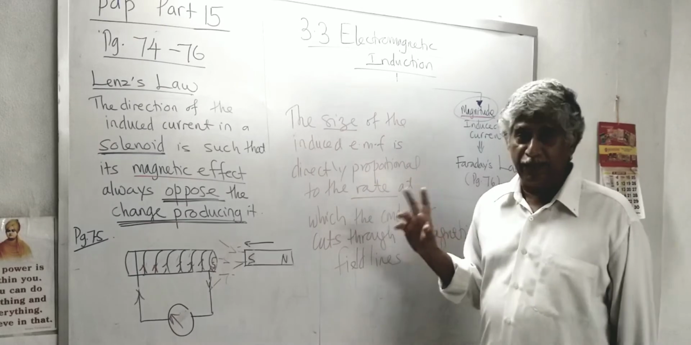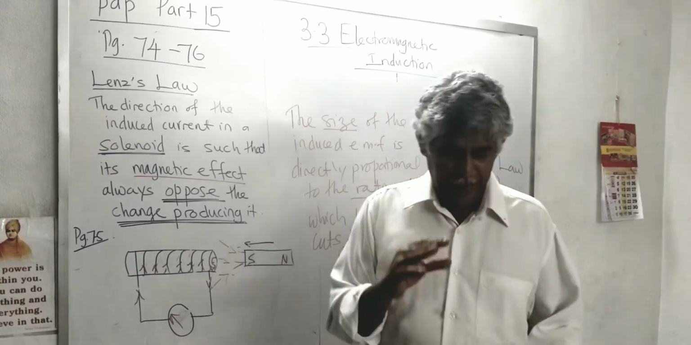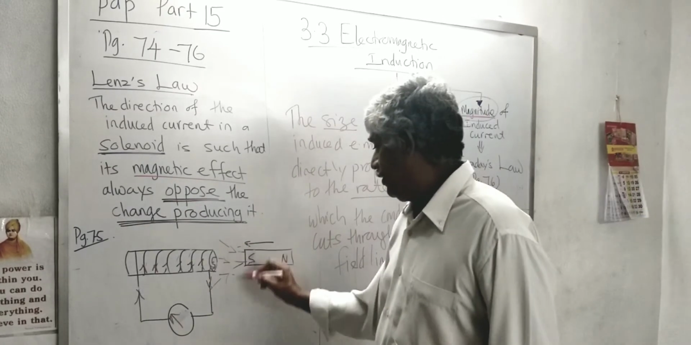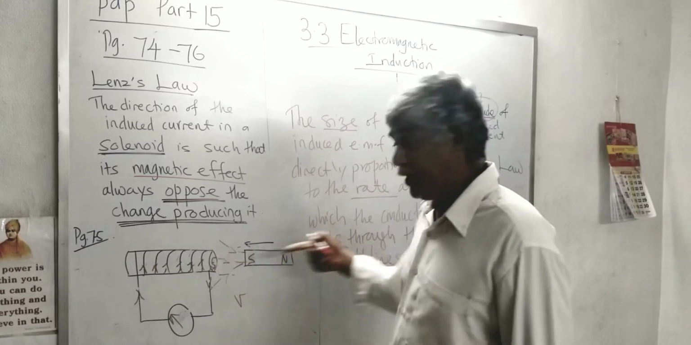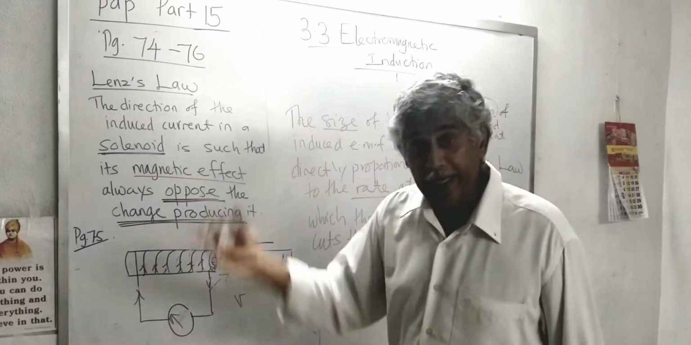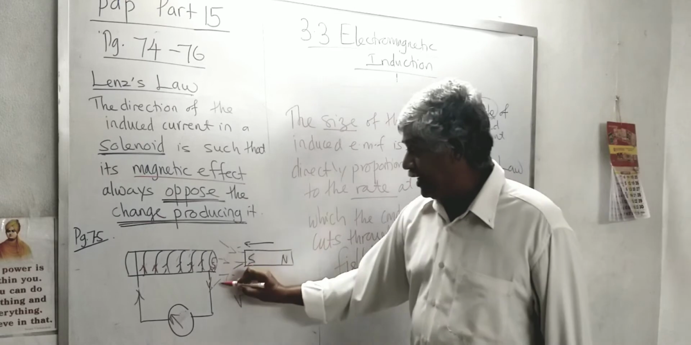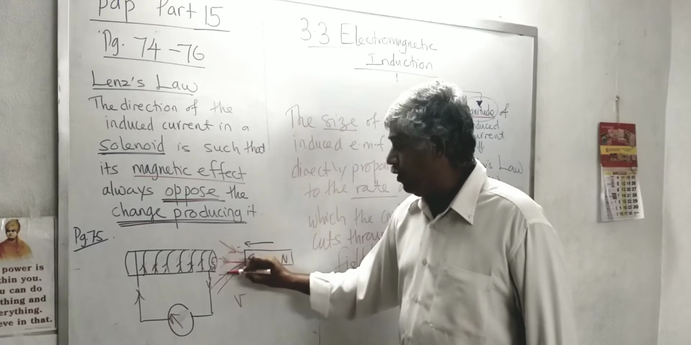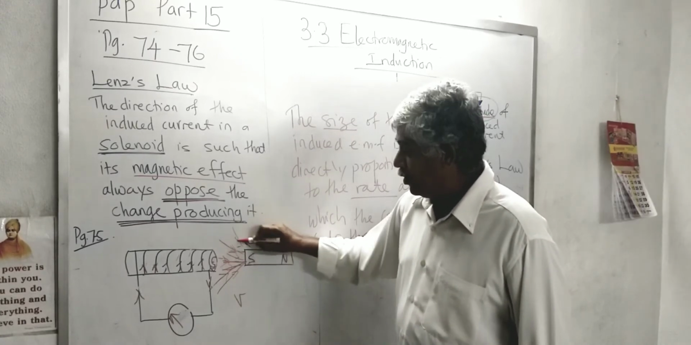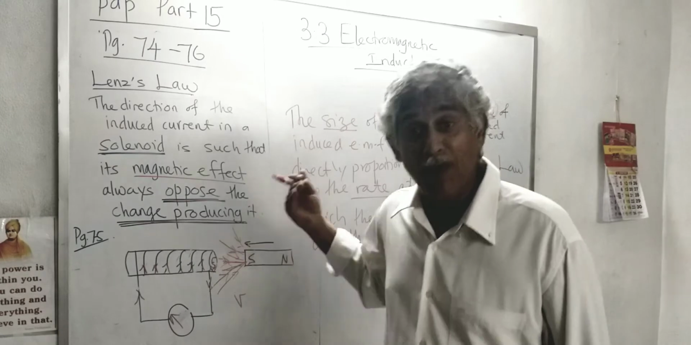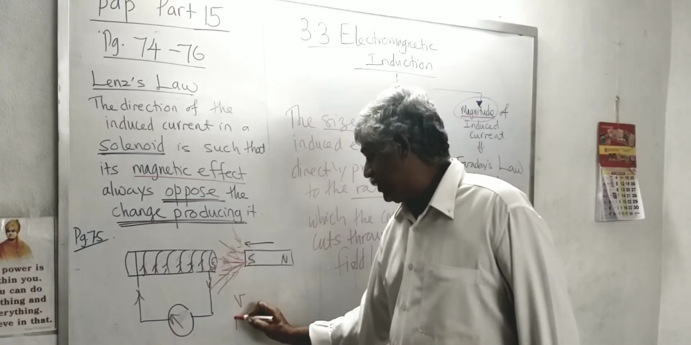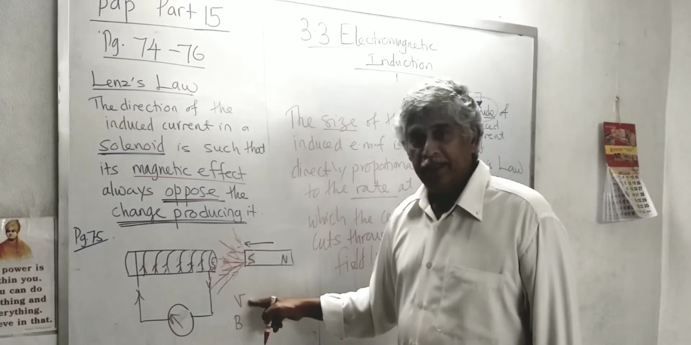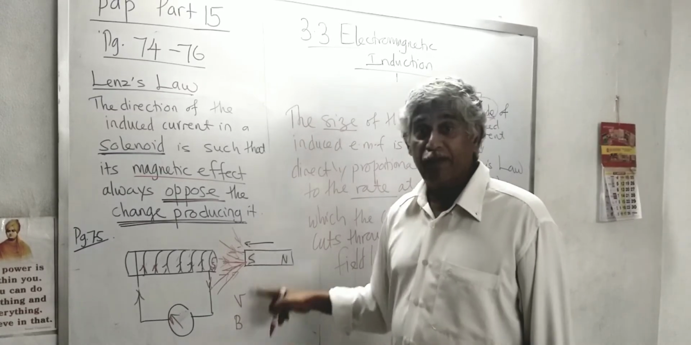The rate of cutting of flux can be increased by 3 methods. One, you use speed, very fast you cut. The faster you move, the bigger the magnitude. Number 2, if you use a stronger magnet, that means you have more flux, so more rate of cutting. So number 2 is the strength of the magnetic field, B.